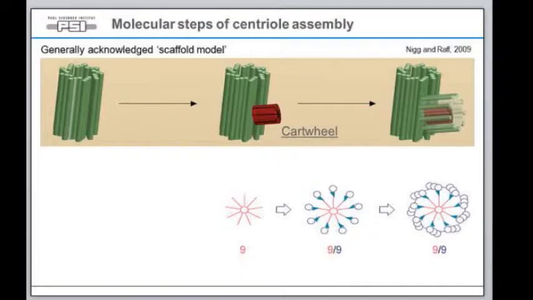Some 10 years ago, people started to look at the molecular and structural events that give rise to this newly born centriole. Based on electron microscopy studies, the first structure that appears during procentriole formation is the so-called cartwheel structure, which then assembles the microtubule triplet blades around it. This is a side view of the process, and this is also typically what you find in textbook figures. The basic model, proposed for several years and acknowledged by most people in the field, is the so-called scaffold model, where the cartwheel scaffolds the assembly of the microtubule triplet blades at their periphery.